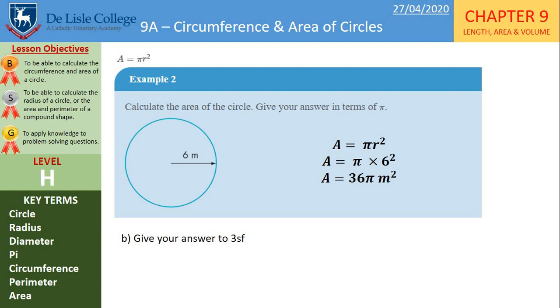Part B says give your answer to three significant figures. So if we know that the area is 36 pi, we can use the SD button on the calculator to convert that into a decimal and then round this. So we're going to have 113 metres squared.